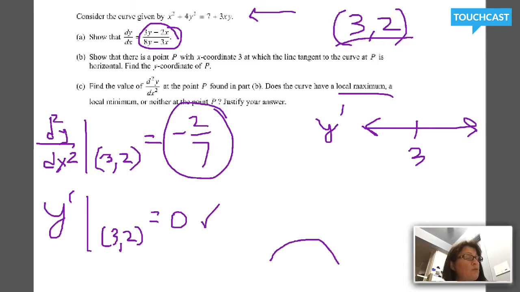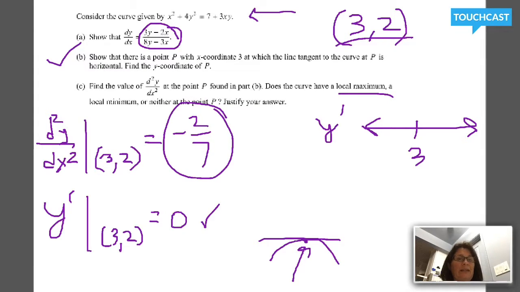What kind of relative extreme value am I going to have? Well, I definitely have a horizontal tangent. That was what part B was all about. Horizontal tangent. And I have a function that is concave down. What kind of relative extreme value is there? That is a relative maximum.